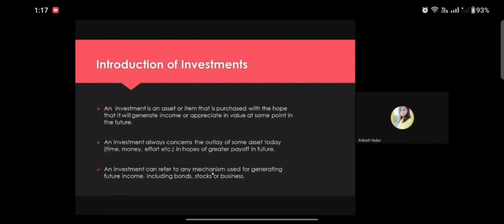So, what is investment? Okay. Investment is an asset or item that is purchased with the hope that it will generate some income in the future. For example, I earn 10,000 rupees every month. So my spendings would be 5,000 and I'll have 5,000 left with me. If I keep that money in my account, it will not generate any income in future.